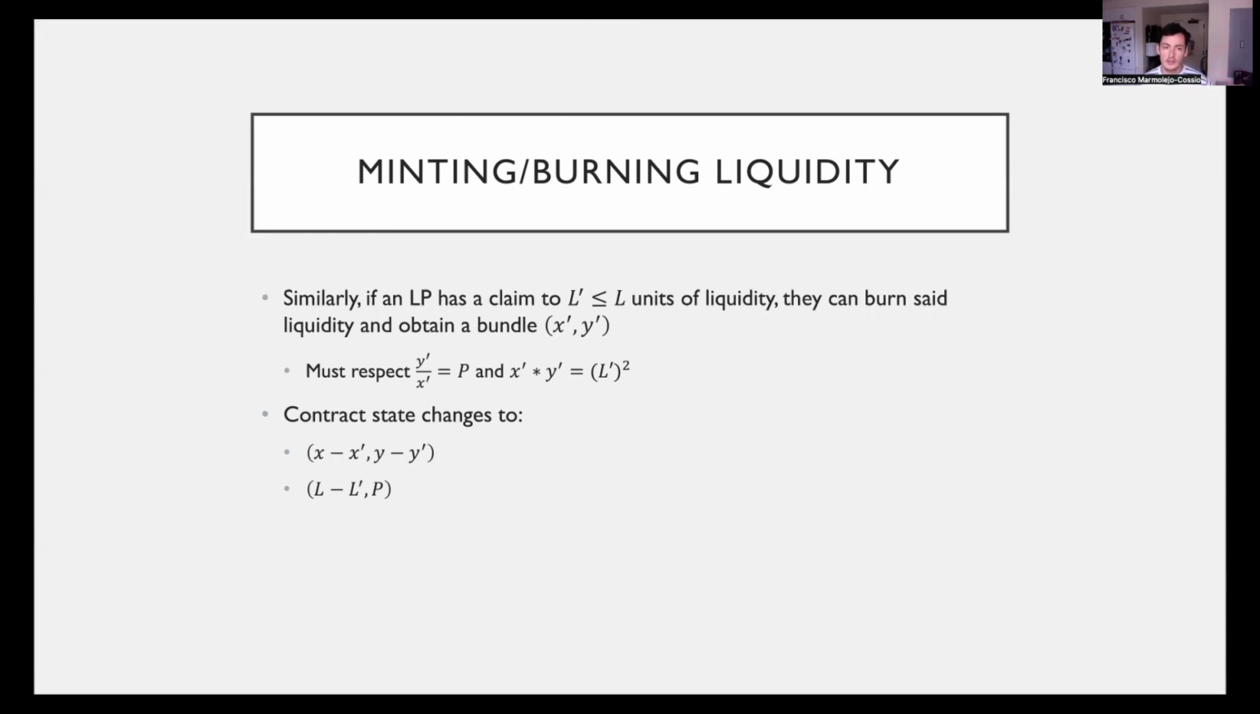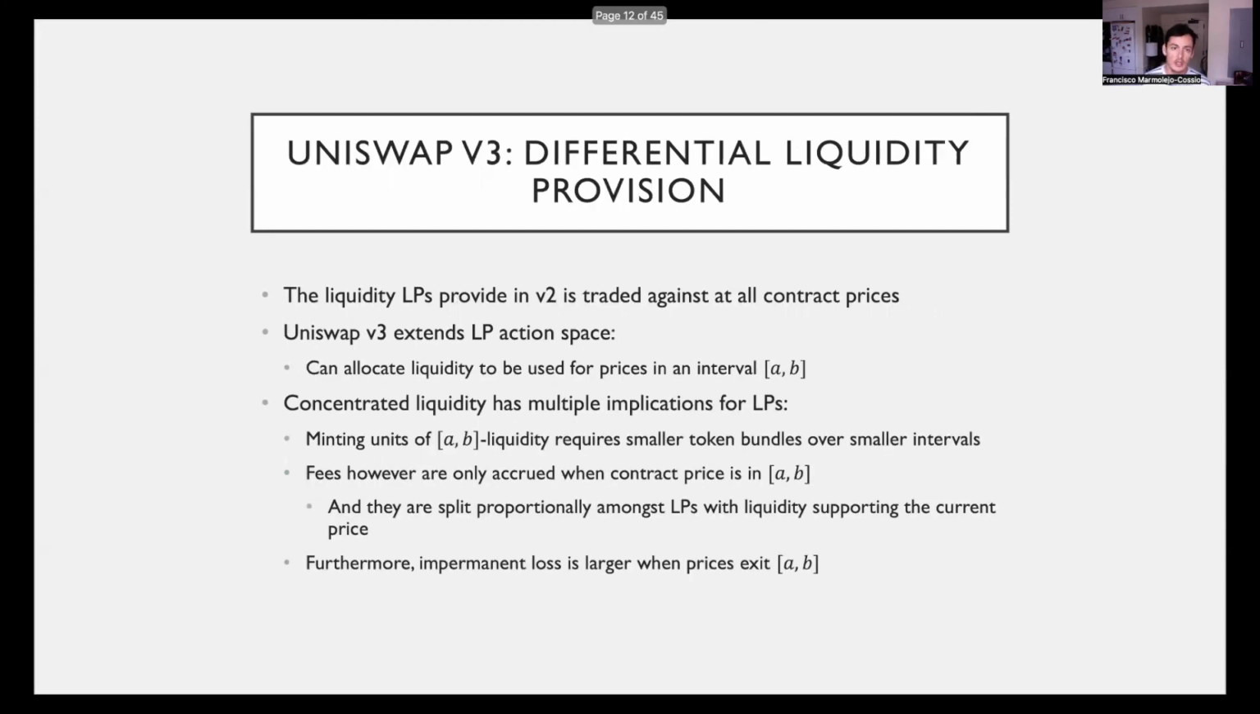And almost identically, if a liquidity provider has a claim to a certain amount of units that they've minted in the past to the contract, then they can recover this liquidity from the contract at any moment of time. To do so, we say that they burn liquidity, and they simply take away a bundle from the contract that is defined identically. It's a bundle that is in proportion according to the current instantaneous price of the contract. And once more, the contract state is going to change in such a way that these assets are taken away from the reserves, and the liquidity changes by the desired amount. So that was kind of an overview of V2, and V3 very elegantly builds upon this.